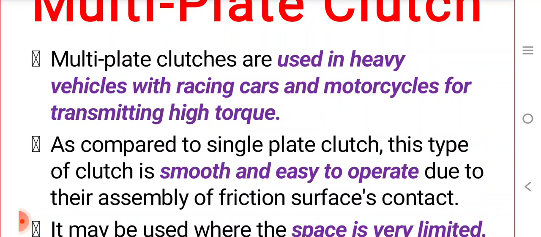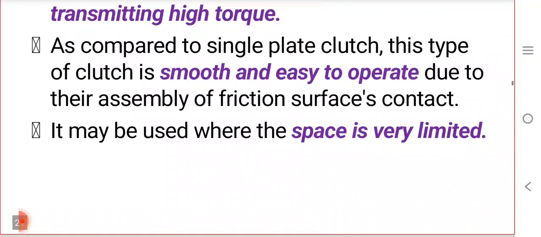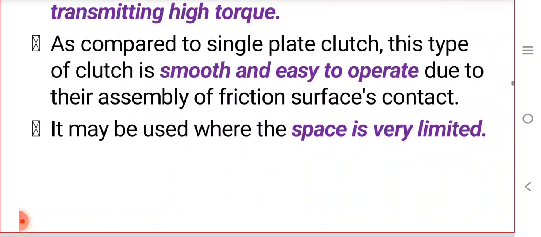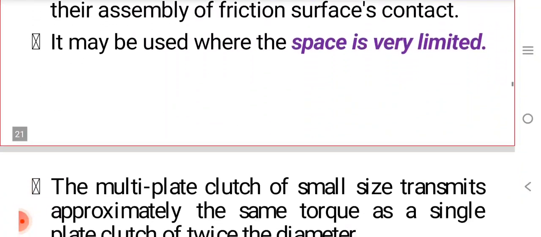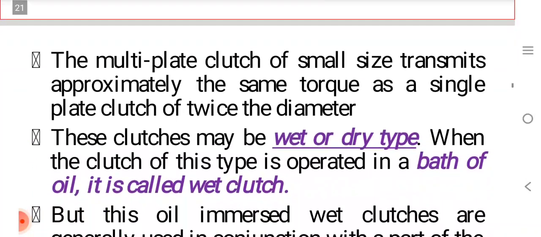As compared to the single plate clutch, this type of clutch is smooth and easy to operate due to the assembly of friction surfaces in contact. It may be used where the space is very limited. A multi-plate clutch of small size transmits approximately the same torque as a single plate clutch of twice the diameter.